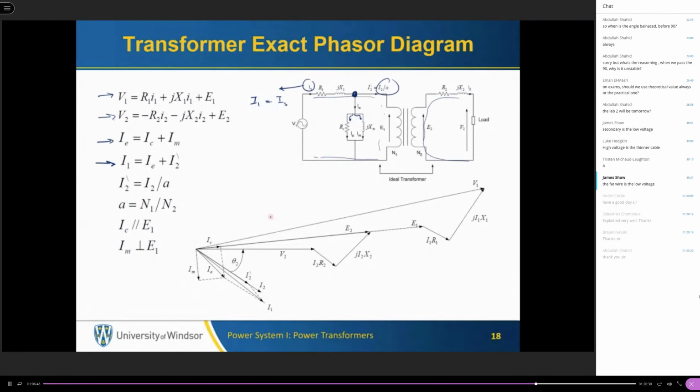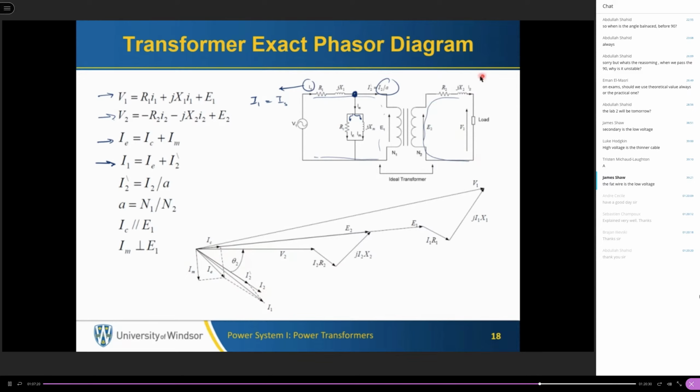Because the load voltage has to be regulated, and we know the load power or the load current, we better start from the load. So we have V2. Let me use a pointer. This is V2 of the load, and I2 is the current consumed by the load. And typically there is a lagging power factor, so θ2 is the power factor angle.